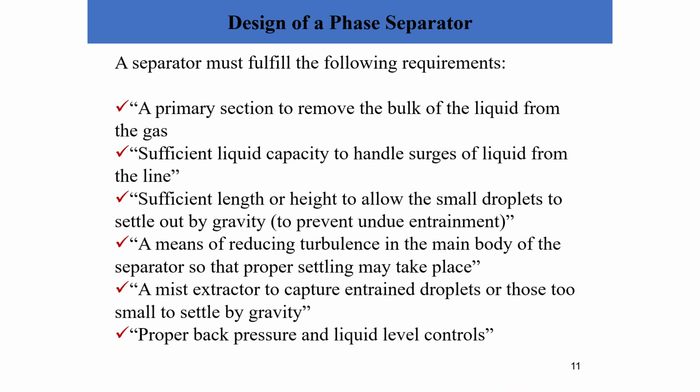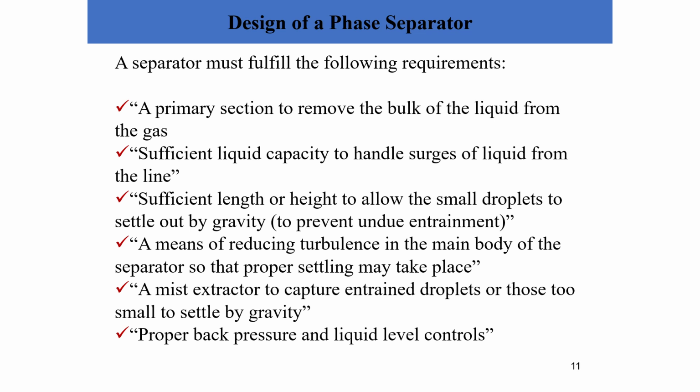So now we know exactly what the main sections in any separator are. Now any separator, in order to operate efficiently, must fulfill the following requirements. First of all, it must have what we call the primary section to remove the bulk of the liquid droplets from the gas stream. And then it should have sufficient liquid capacity to handle the changes in volumetric flow rate of the gas and liquid.